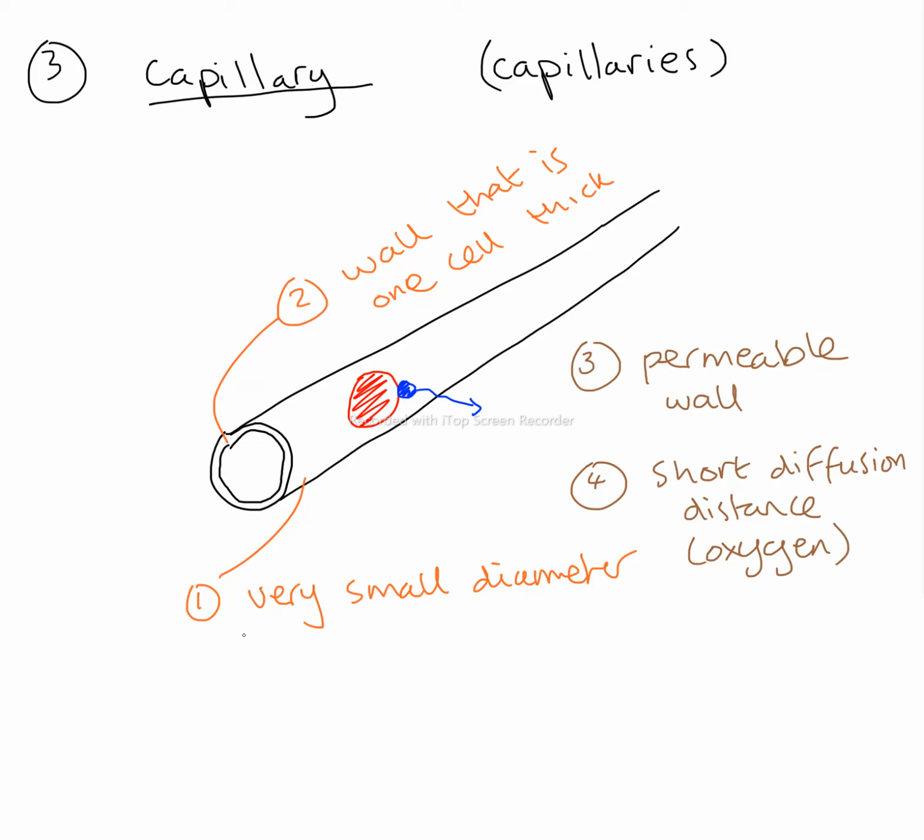So what are the features? It's very small to allow it to get into delicate organs. It's got a thin cell wall. It's only one cell thick. The wall is permeable, and the fact that it's one cell thick creates a short diffusion distance for the oxygen to transfer across.